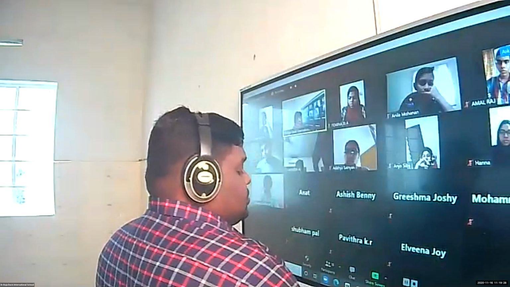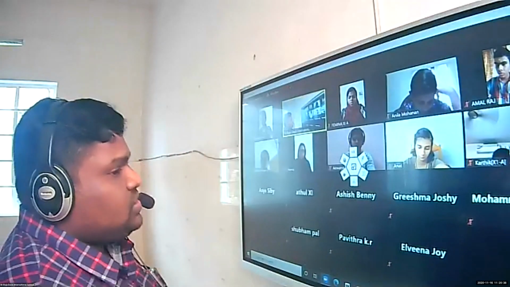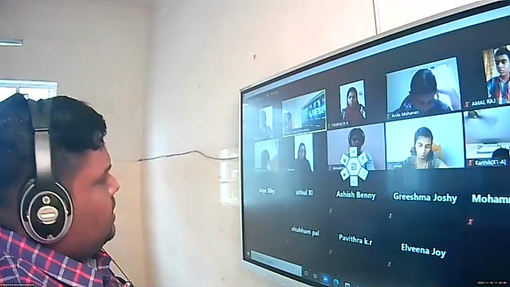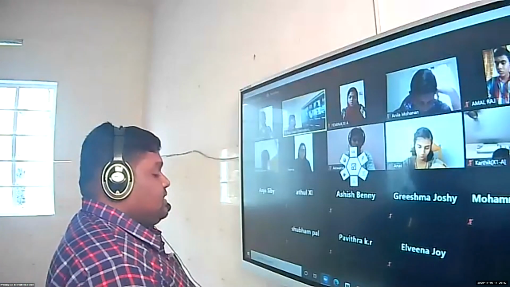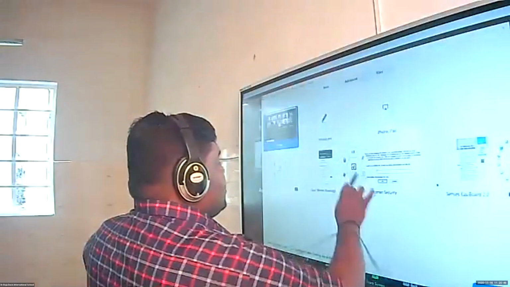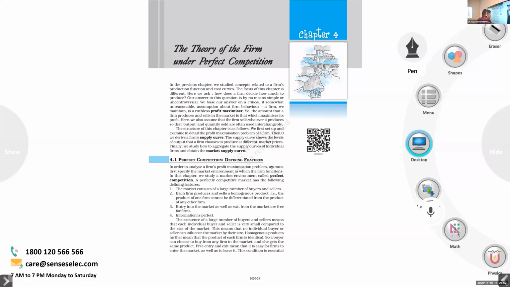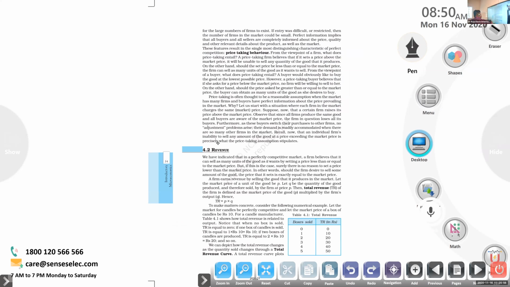So average variable cost is very much important. Everything that we studied in the chapter on cost and production is applicable in this chapter, firms under perfect competition. So far we discussed various production techniques used by firms to maximize their profits. So we discussed what revenue is.